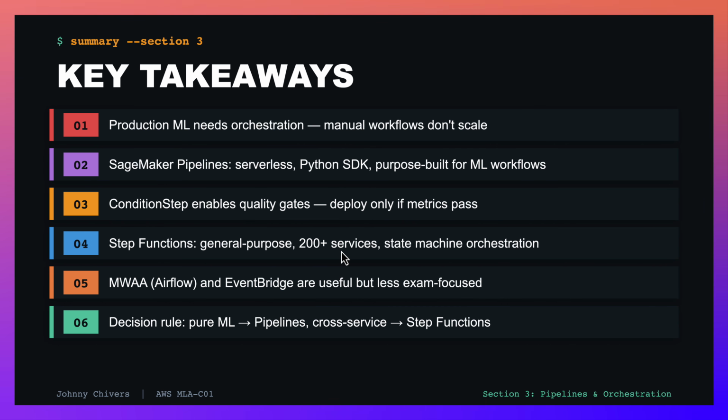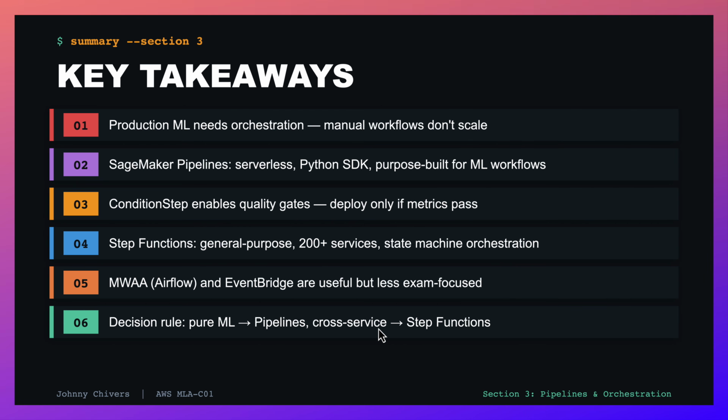So key takeaways for this section before we jump into the demo. Production ML needs to be orchestrated. SageMaker Pipelines are serverless, with a Python SDK, built for machine learning workflows. Conditional step within SageMaker Pipelines enables quality gates, deploy only if metrics pass. This is one of the things you do need to know for the exam. Step Functions, general purpose, spans over 200 services inside AWS, and has state machine orchestration. Managed Workflows for Apache Airflow and EventBridge are useful, but less exam focused, less cert focused. And then decision rule: pure ML, think Pipelines; cross-service, think Step Functions. That's a good mental model to start with.